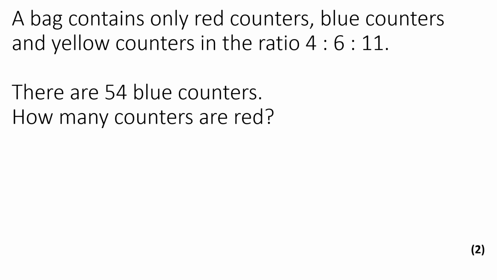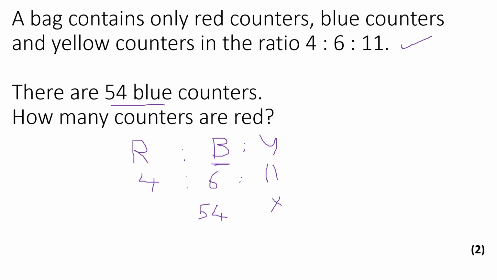So again, I'm stopping. I'm going to do my table at that point. Red was said first, then blue, then yellow, in the ratio of 4 to 6 to 11. So I've dealt with this line here. It says there are 54 blue counters. So on here, 54 in the blue. How many red counters? Well, so how many are red counters? So the yellow, don't really need to worry about, so I'm not going to worry about here.